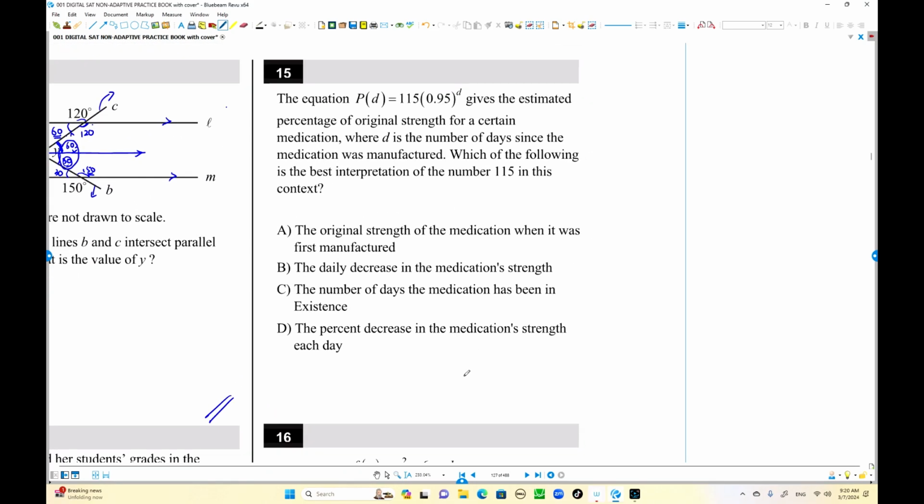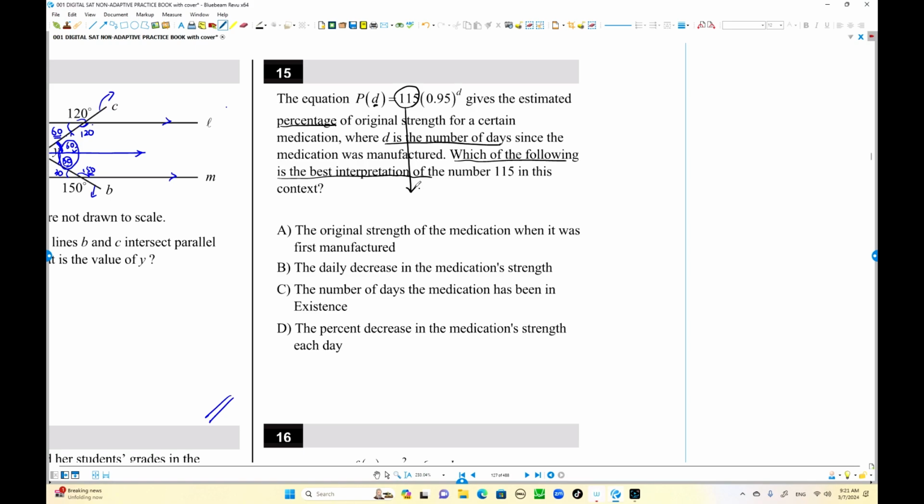Here is number 15. We have an equation. P of D, D is the number of days. This is the number of days, and P equals what is the percentage. Okay, that's the meaning. Here is the question. Which of the following is the best interpretation of the number 115? What did these numbers represent?